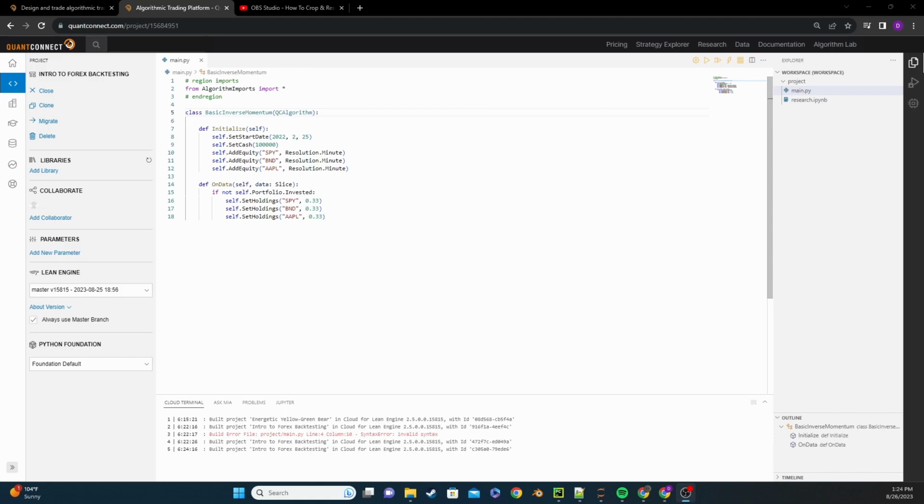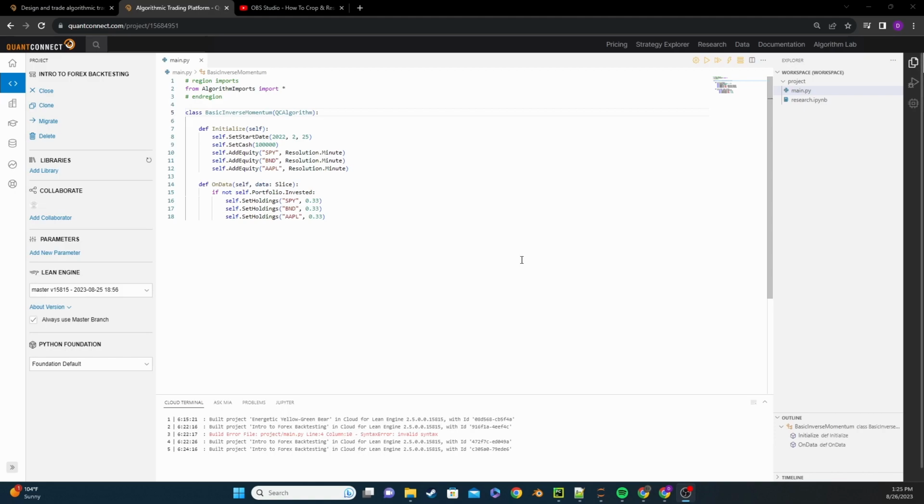Today we're working with QuantConnect. QuantConnect is a Python-based platform where aspiring quant developers, data scientists, and traders alike can come in here, write their own Python algorithms, and then backtest them against the currency markets, like Forex, against the stock market, and even against crypto.